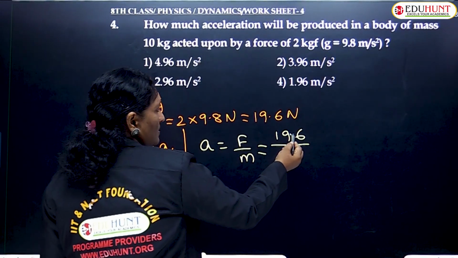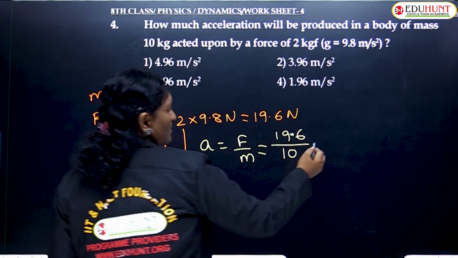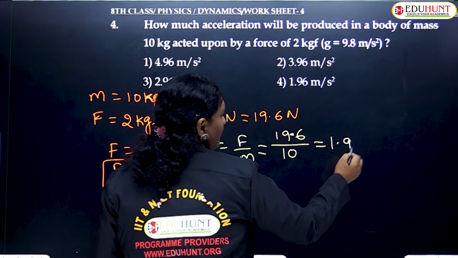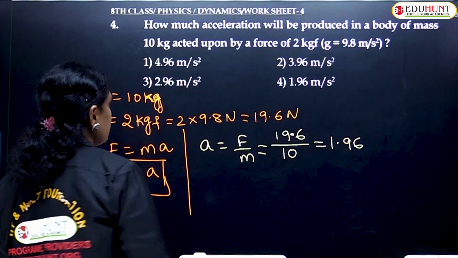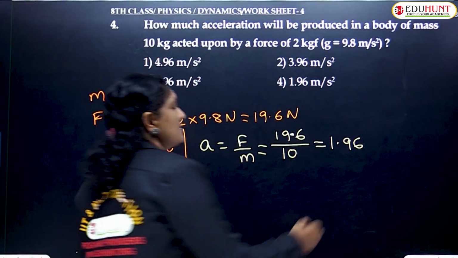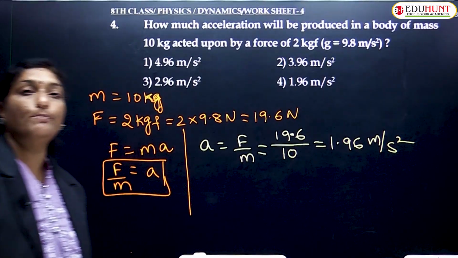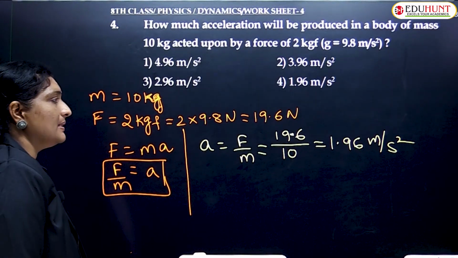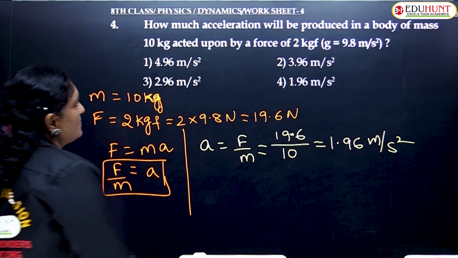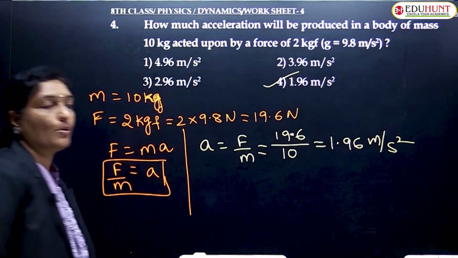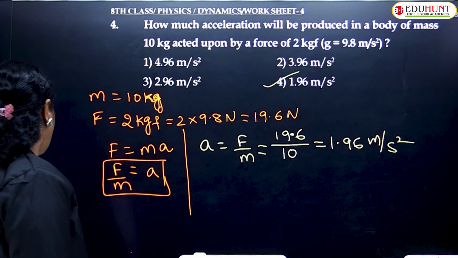The decimal goes towards the left. So how much will it be? 1.96. As it is acceleration and was asked in the SI system, the unit will be meter per second square: 1.96 meter per second square. Hence the right option is the fourth option, 1.96 meter per second square.